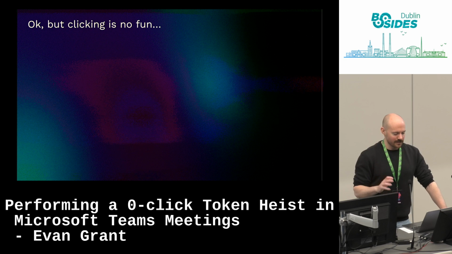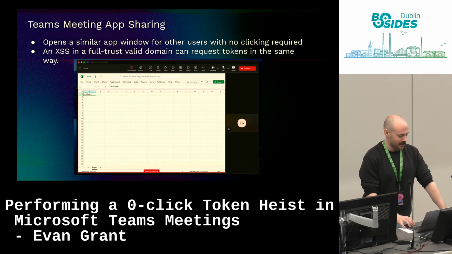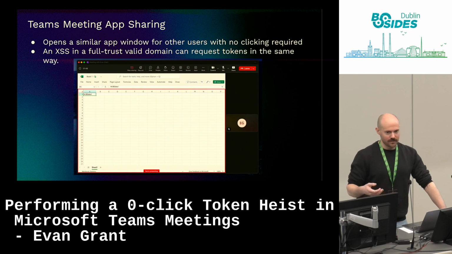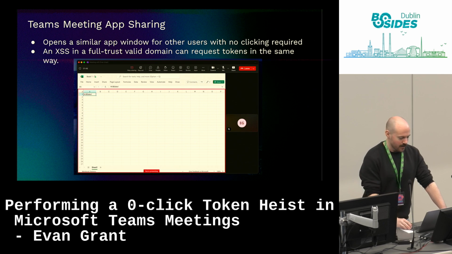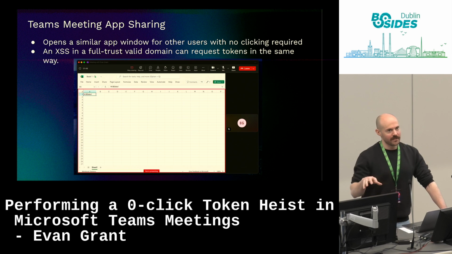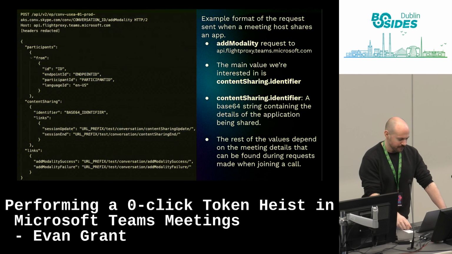So clicking one link, not very fun, not very cool, but luckily Teams meetings exist. In Teams meetings, I'm sure people have done this, but you can share an Excel window or a whiteboard or PowerPoint, etc. That uses the same dialog windows that we just saw, the same mechanism works for those. And so the same permissions work for those as well.